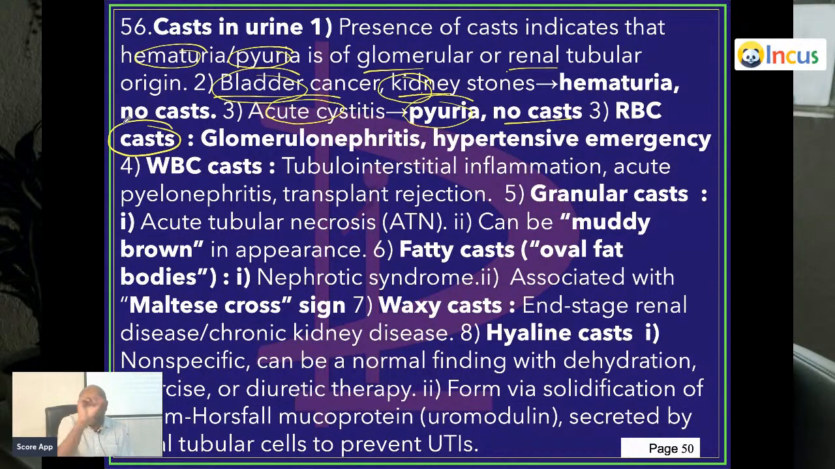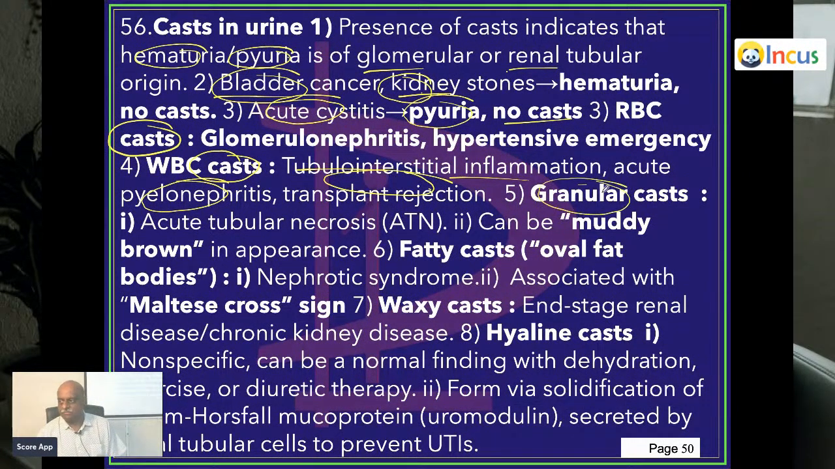Similarly, any kidney stones leading to erosion of the blood vessel and leading to hematuria, no casts, only hematuria. Casts with hematuria is the feature of glomerular pathology or hypertensive emergency. There also, it is the RBC casts. Then WBC casts means there is a tubulo-interstitial inflammation or acute pyelonephritis or transplant rejection. Any of them can lead to WBC casts.